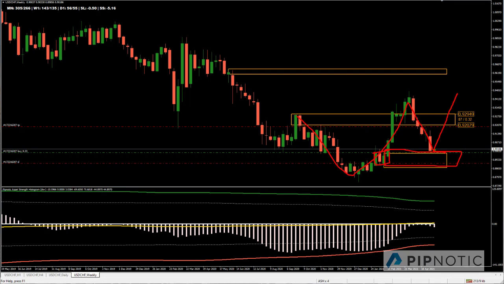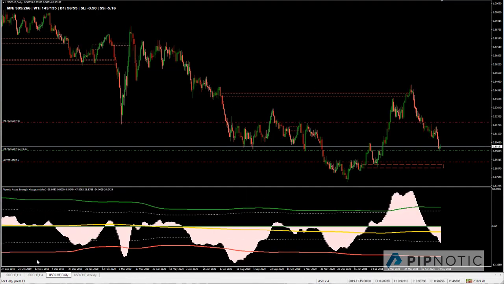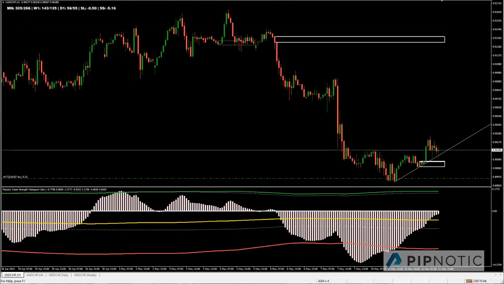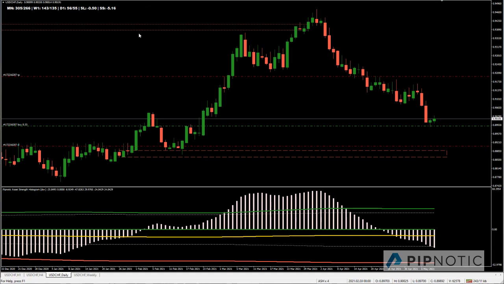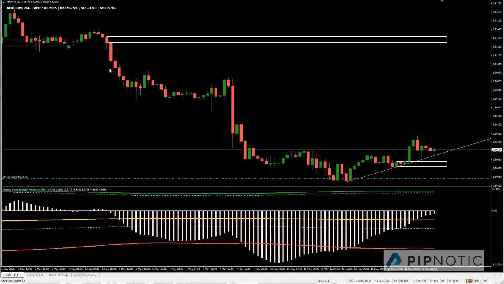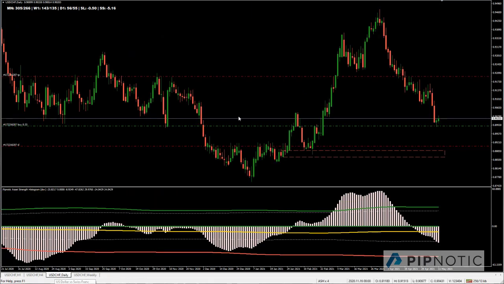Okay, so if we have a look at a different time frame just to assess what we've done there. Again, we're going to talk about this in greater detail tomorrow. And for all of you guys who have access to the premium videos, you can see all of this in there as well. So let's go and have a look on the daily chart.